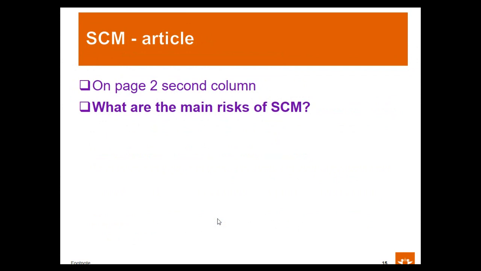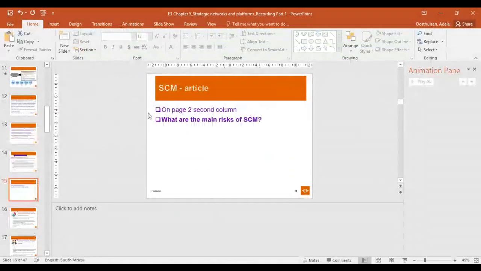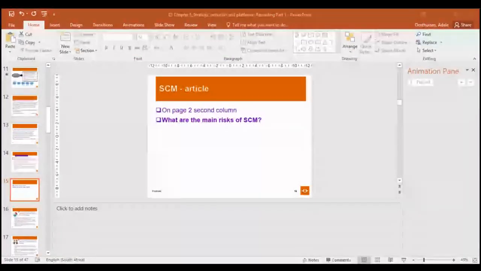Okay, so let's go back to our article answering the question, what are the main risks of supply chain management? Let me just move back to the article again.